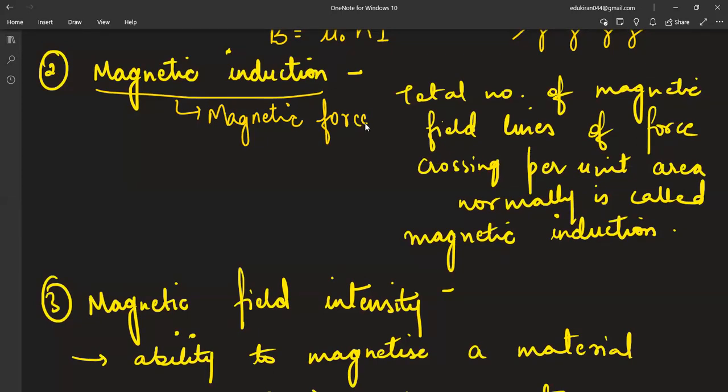See, how can you relate it with magnetic force, magnetic induction? Total number of magnetic field lines of force. Which force? This force is the magnetic force. So total number of magnetic field lines of force crossing per unit area. It's similar to flux. We have studied, no? In Gauss theorem, we have studied flux.